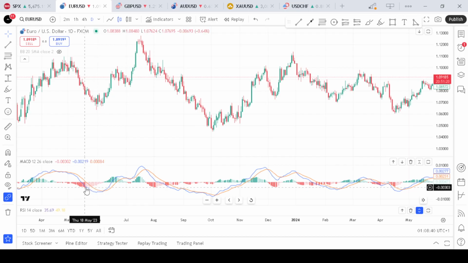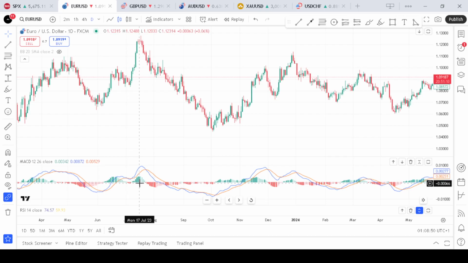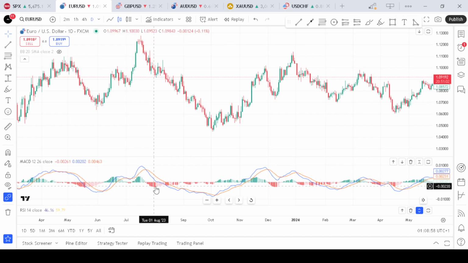While the histogram is basically, these are the two lines, this is the MACD line and this is the signal line. The histogram is a visual representation of the difference between the MACD line and the signal line. This helps traders to identify periods of increasing momentum and decreasing momentum. This is basically what it's about.